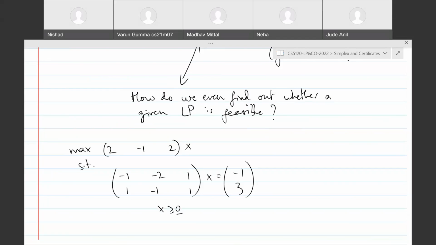So what we are going to do, there's a nice trick for resolving this issue. And that trick basically requires writing another LP and solving that LP to figure out whether this LP has a feasible solution or not, and also finding a feasible basis if there is one.